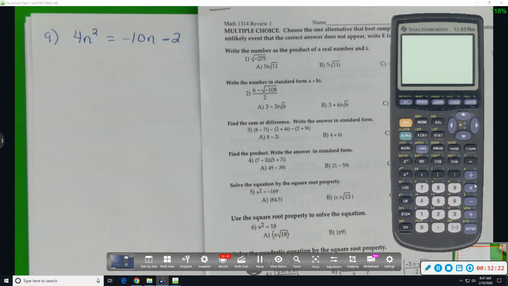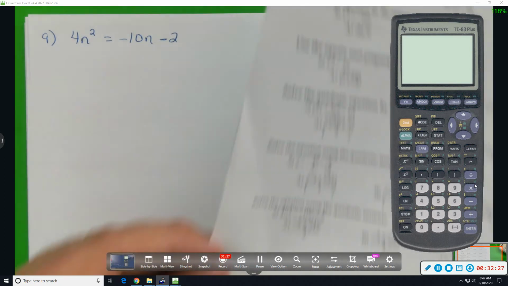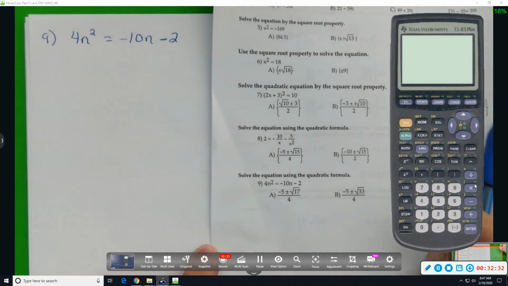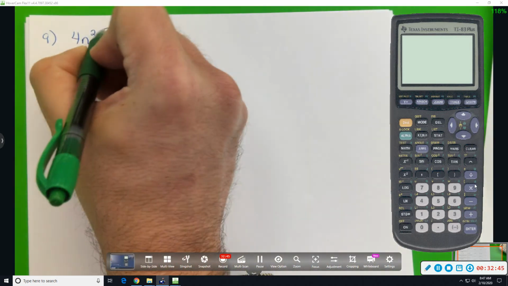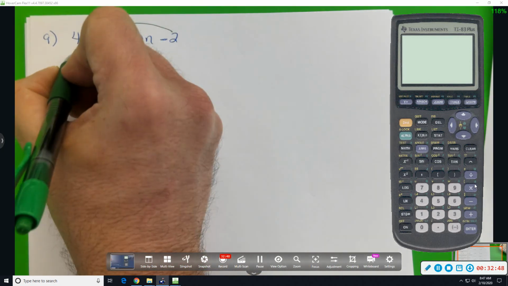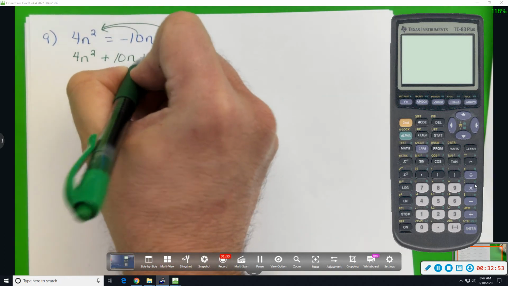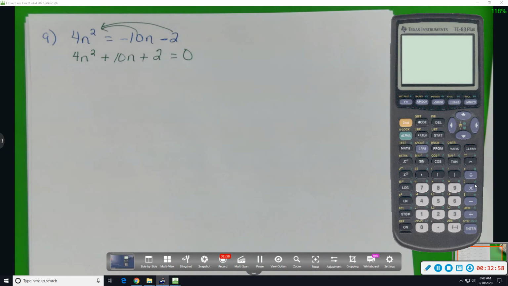Another quadratic formula problem, number 9. We don't have to get rid of the fraction because there isn't a fraction, unlike number 8. So these are not really arranged from hardest to easiest. Number 9 might be a little easier because you just go straight to getting a 0 on one side. I'm going to move the 10n and the 2 over. So 4n squared, that'll be a plus 10n and a plus 2 equals 0.